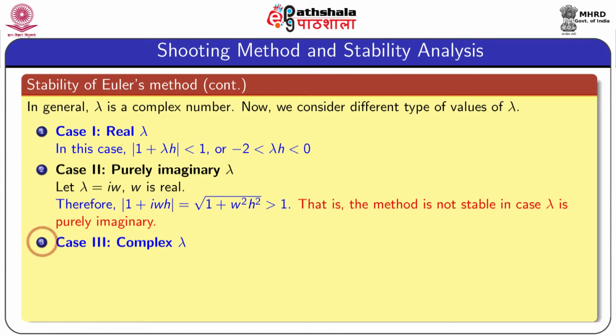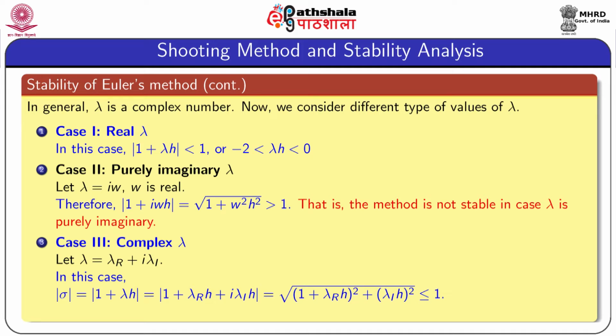In case 3, we assume that lambda is a complex number, that means it has a real part as well as an imaginary part. So, we assume that lambda equal to lambda r plus i lambda i. In this case, the absolute value of sigma equal to absolute value of 1 plus lambda h equal to square root of 1 plus lambda r h whole square plus lambda i h whole square. It can be less than or equal to 1 for suitable values of lambda r h and lambda i h. That is, lambda h lies inside the unit circle. That means, if the value of lambda h lies within the unit circle, then this method gives a stable solution.